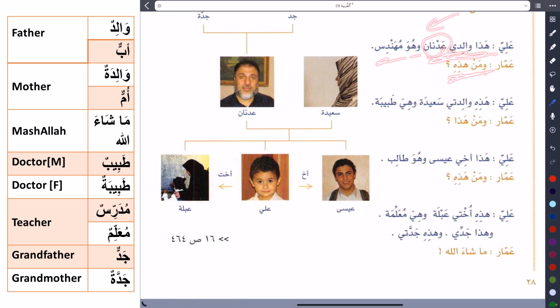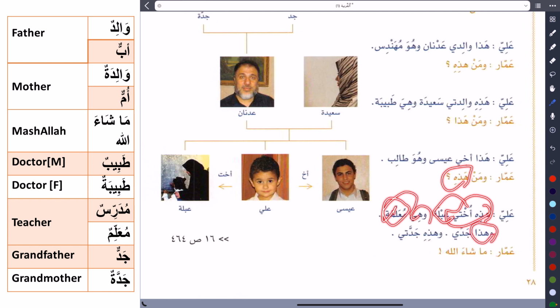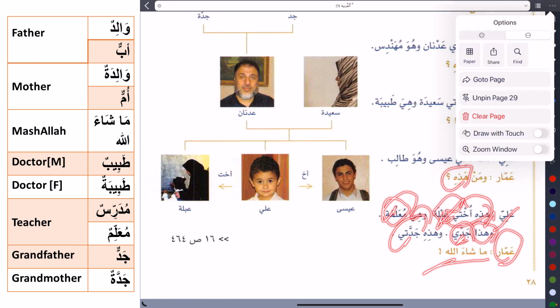ومن هذه, and who is this? For feminine. This is my mother, Saidatu, and she is a doctor woman. ومن هذا, and who is this? For masculine. This is my brother Isa, and he is a student. ومن هذه, and who is this? For feminine. This is my sister Abla, and she is a female teacher. وهذا جدي, and this is my grandfather, and this is my grandmother. Ammar says ما شاء الله.